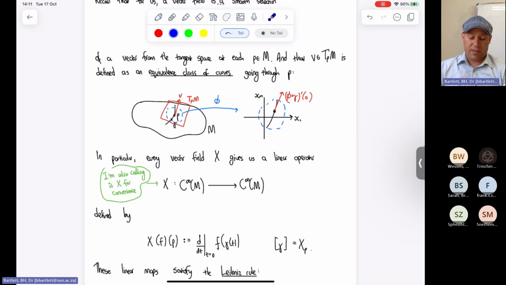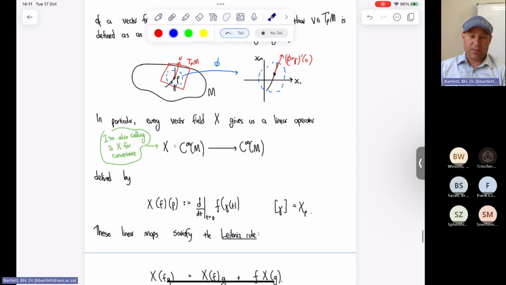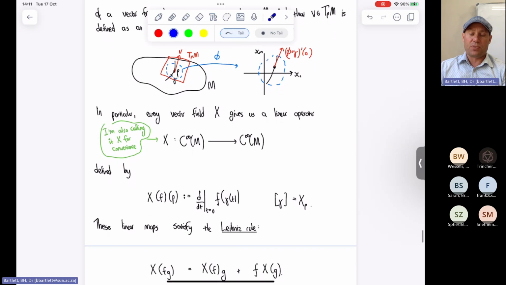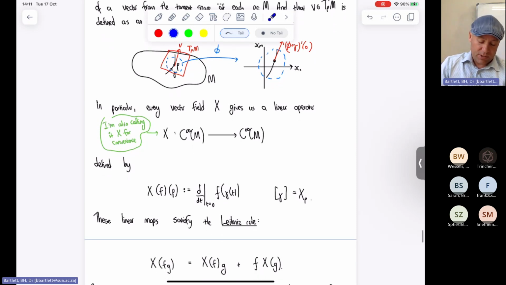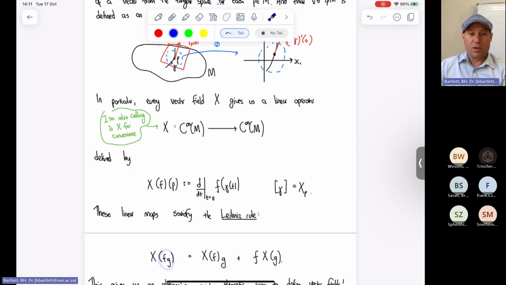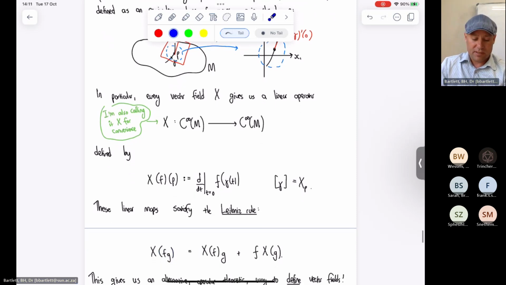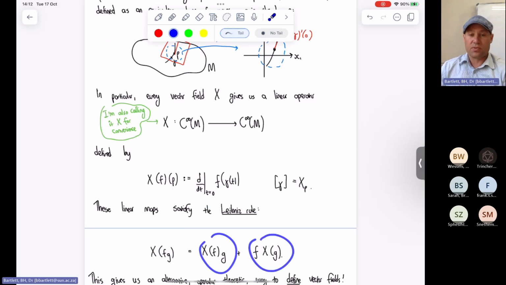And if you think about it, this map from functions to functions is not just any old linear map. It's going to satisfy the Leibniz rule, which is basically the product rule from calculus, right? If you take two smooth functions, f and g, and you multiply them together, and then you differentiate along the vector field X, because you're doing this derivative here, you're going to be calculating the derivative of a product of functions. So it's going to be the derivative of the first times the second, plus the first times the derivative of the second.